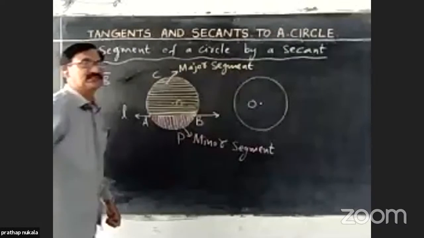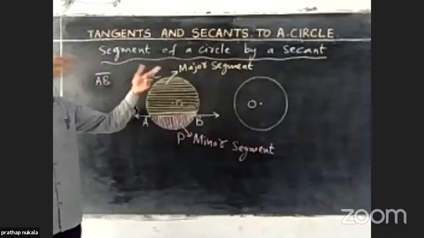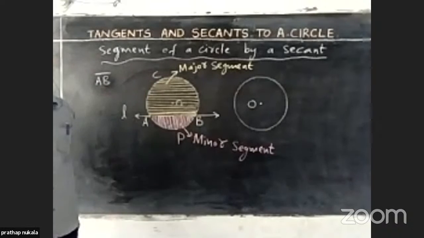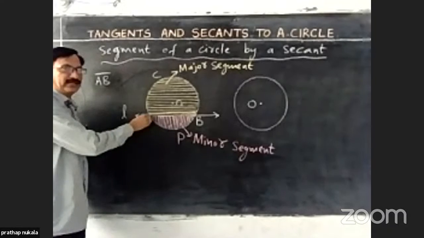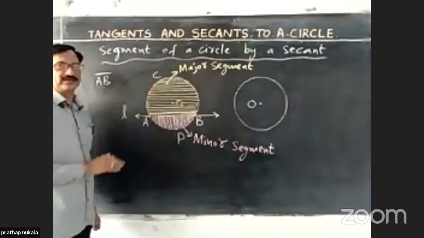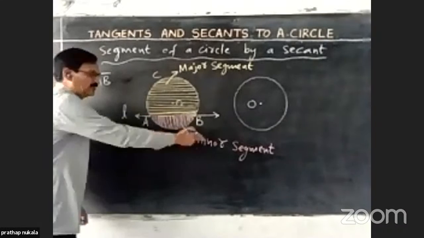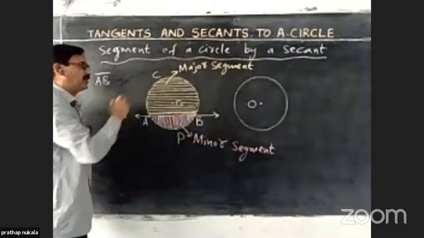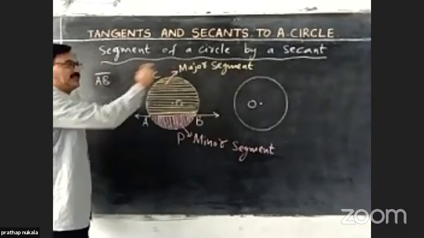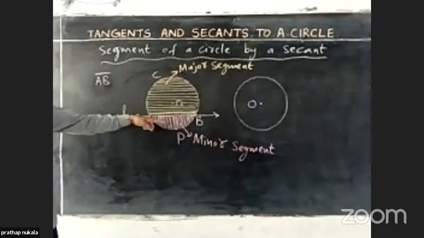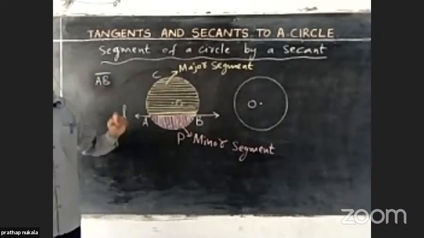Of the circle. Whenever a circle is divided into two parts, okay, is it clear? Whenever a line intersects the circle somewhere, the smaller portion or smaller region is known as the minor segment, and the larger region or larger portion is known as the major segment of the circle. These are the segments of a circle if a line divides the circle.